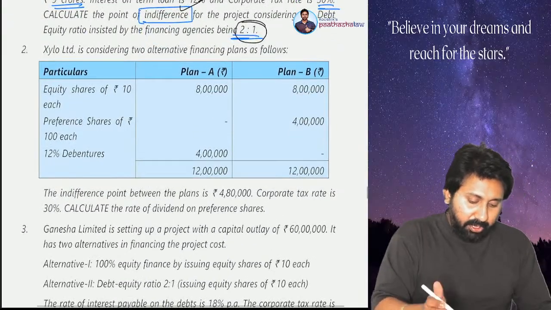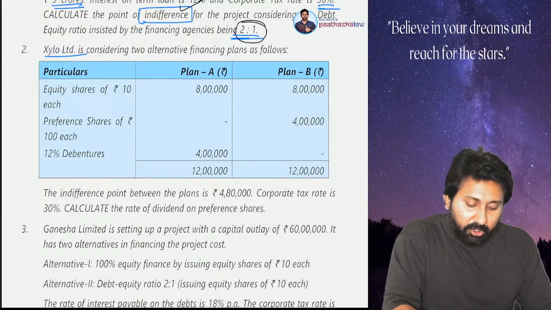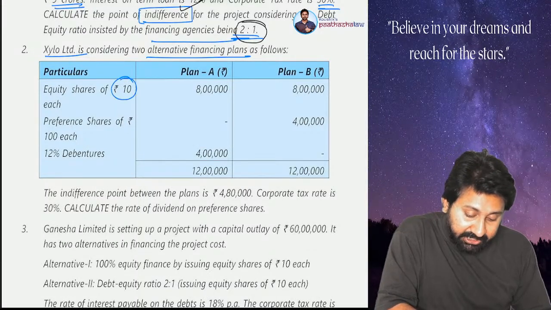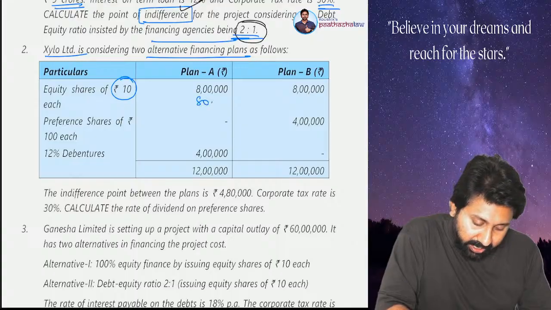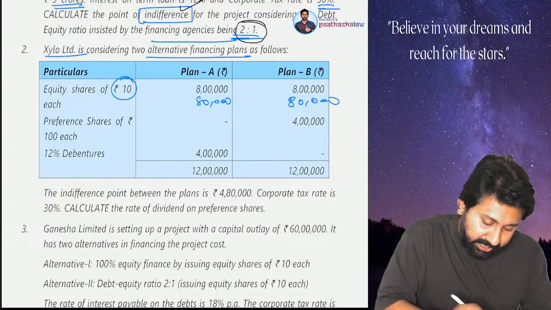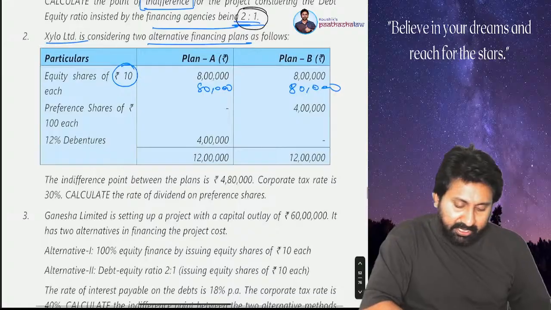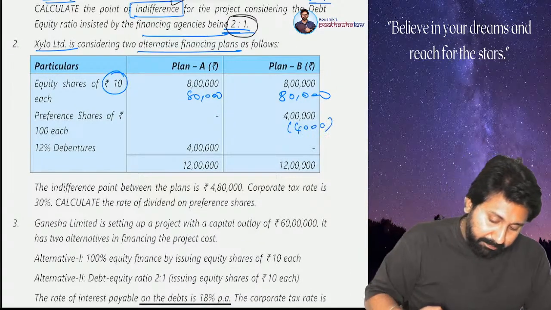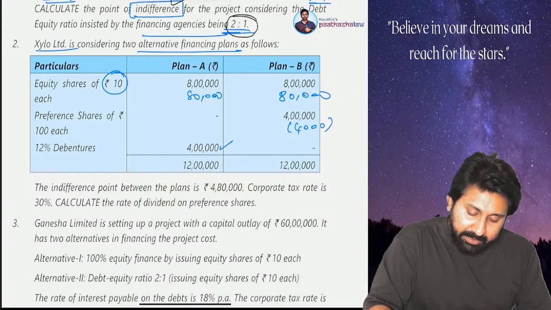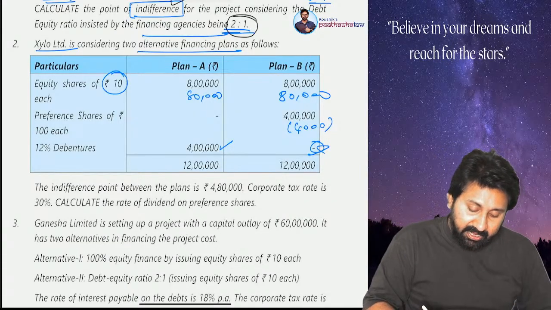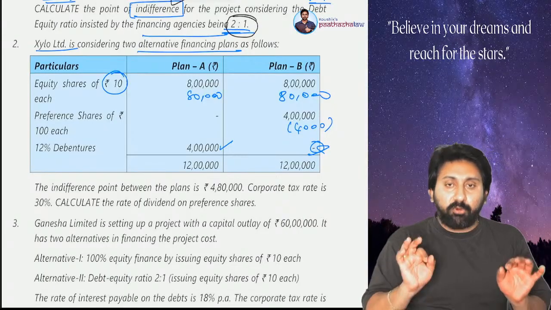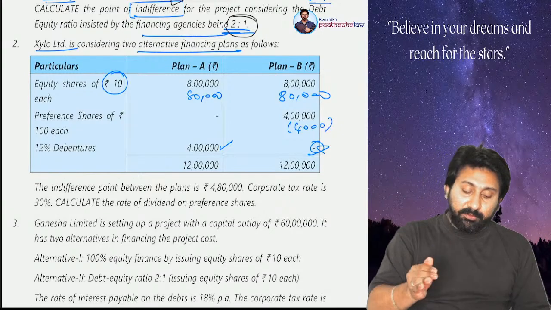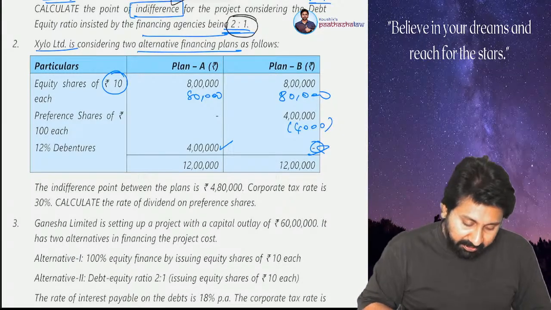Okay, question 1 over. Question 2. Xylo Limited is considering two alternative financing plans as follows. Equity shares of rupees 10 each, 8 lakhs in both. So 80,000 shares. Preference shares of 100 each, not there in plan A, there in plan B. So technically 4,000 preference shares. 12% debentures, here debentures are there, here preference shares are there, debentures are not. 12 lakh and 12 lakh, simply to say, total capital 12 lakh. First option is equity debt option, second option is equity preference option.